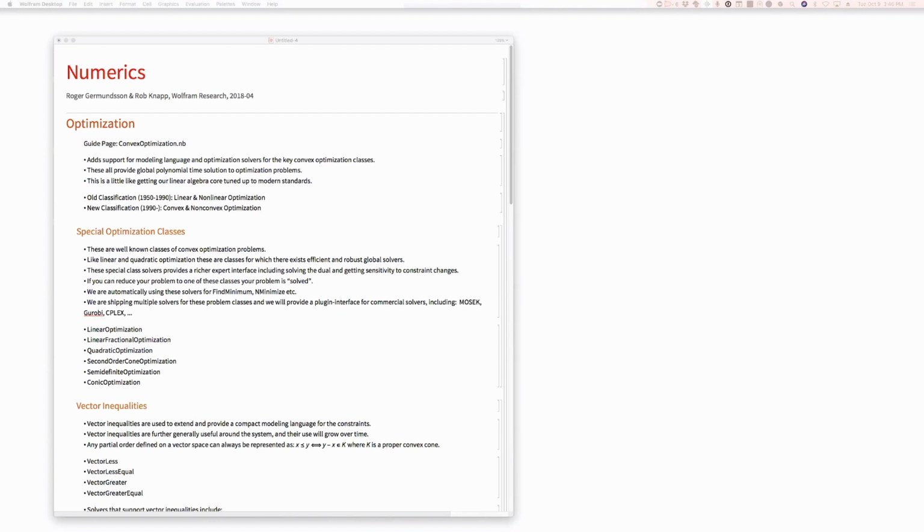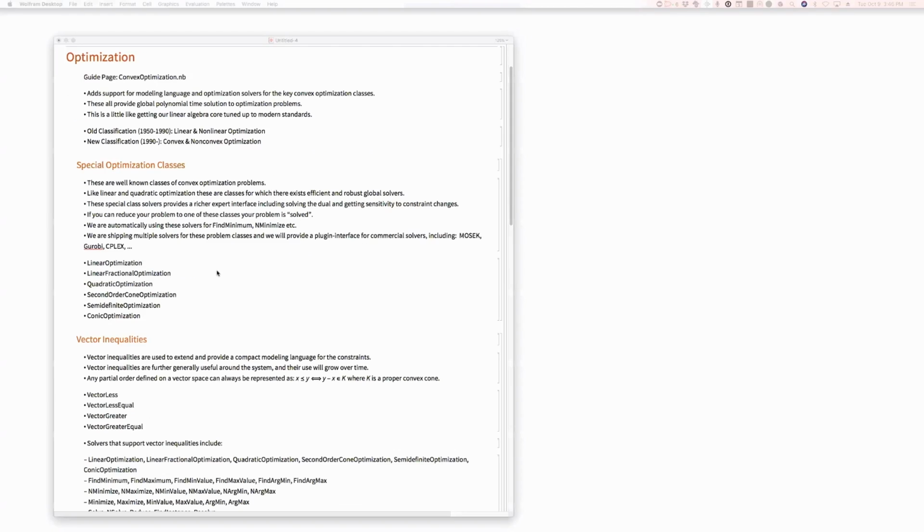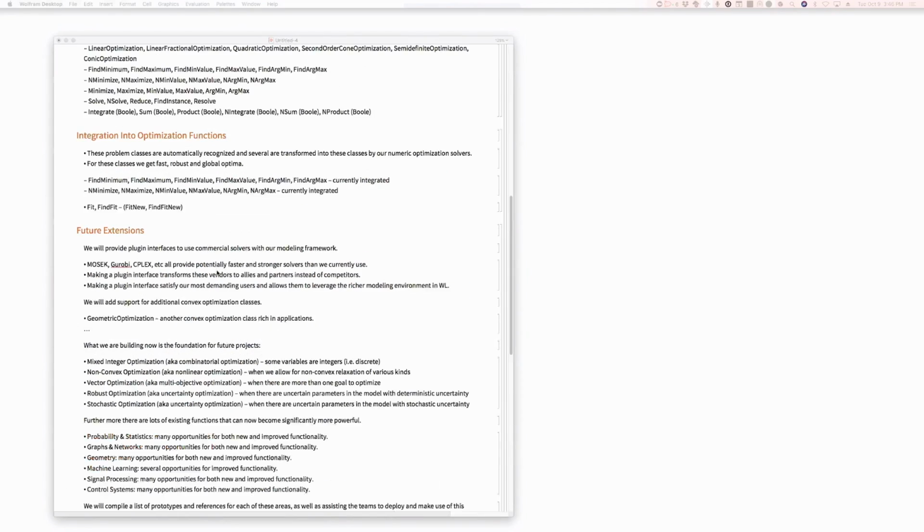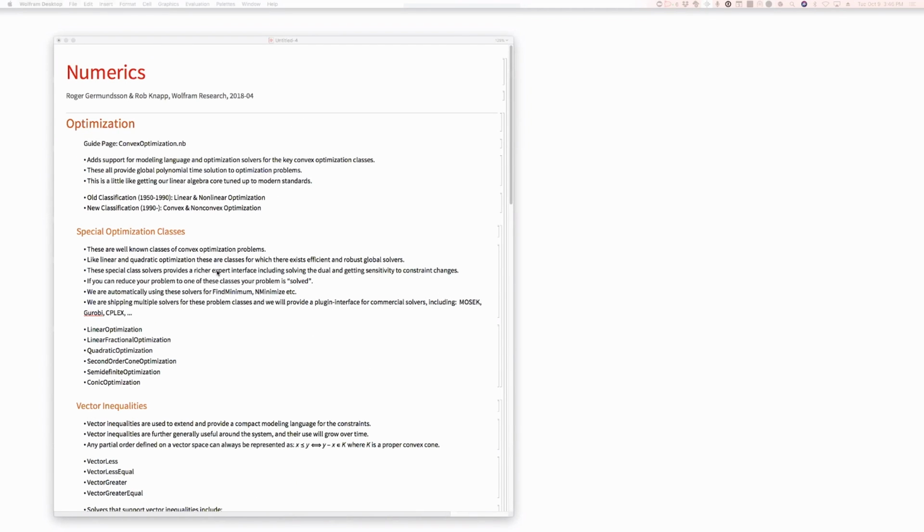Okay, for people joining the live stream, we are reviewing numerical computation functionality for the upcoming version of Wolfram Language. So, is this mainly about optimization, Roger?